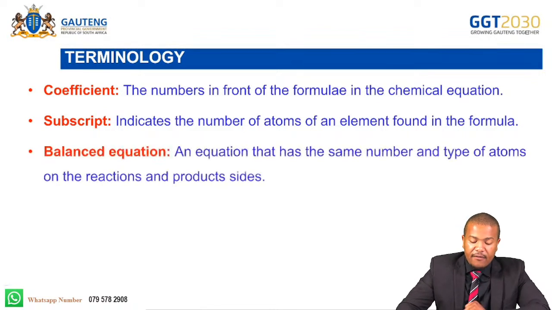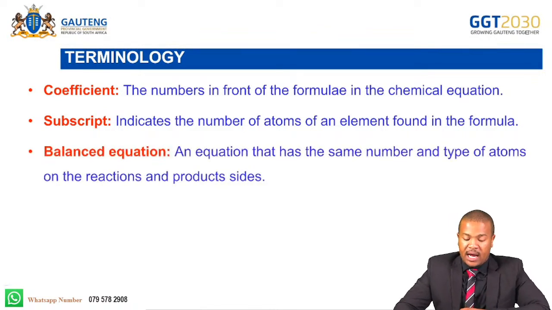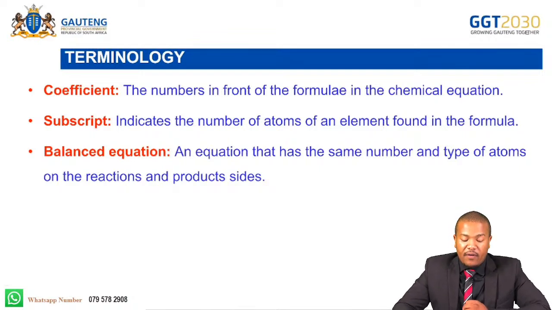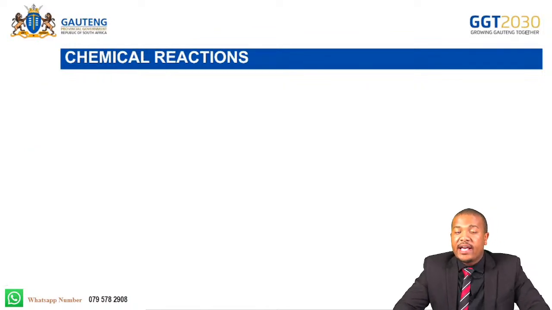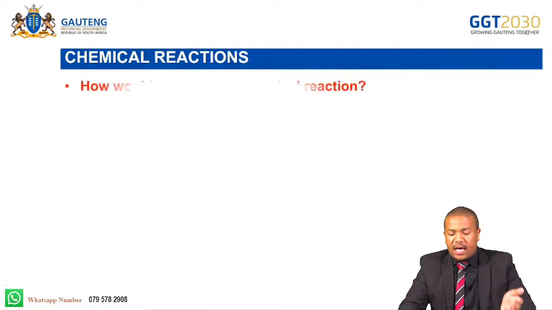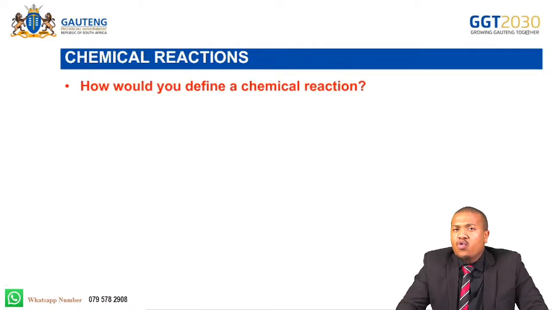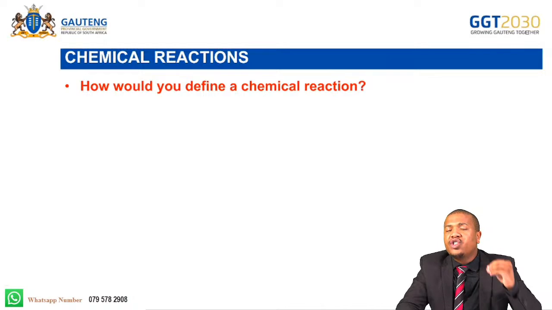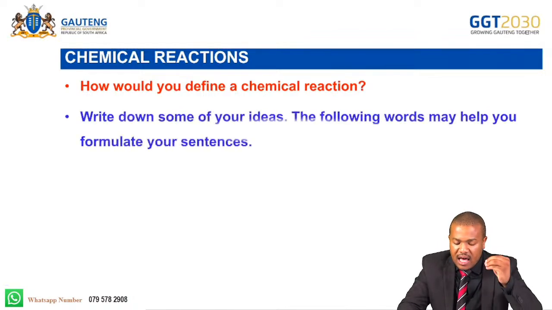Then lastly, we have balanced equation. This is an equation that has the same number and type of atoms on the reactant side and on the products side. Now, let's talk about today's main meal, chemical reactions. So, in your own words, how would you define a chemical reaction? That's my first question to you.